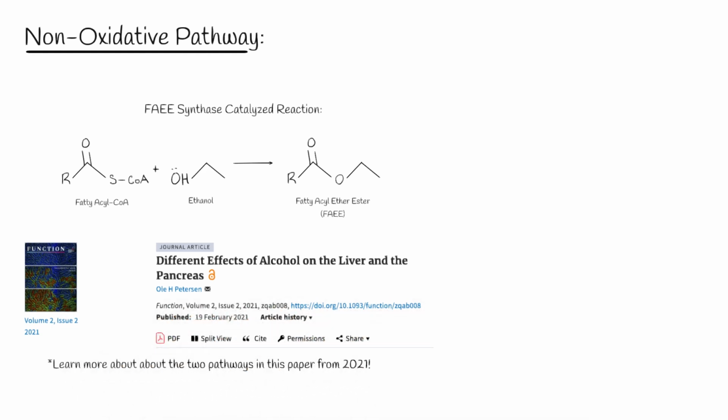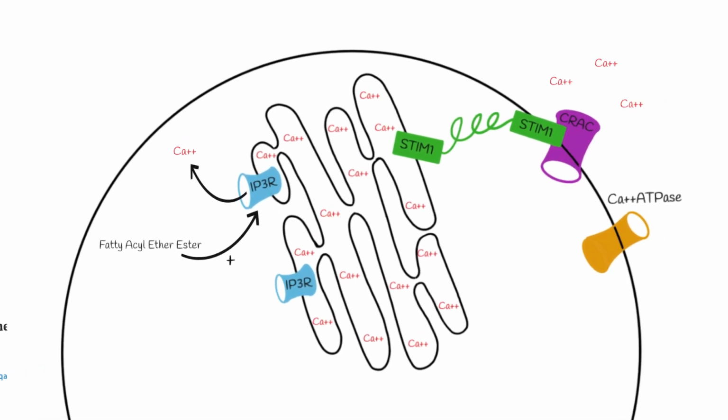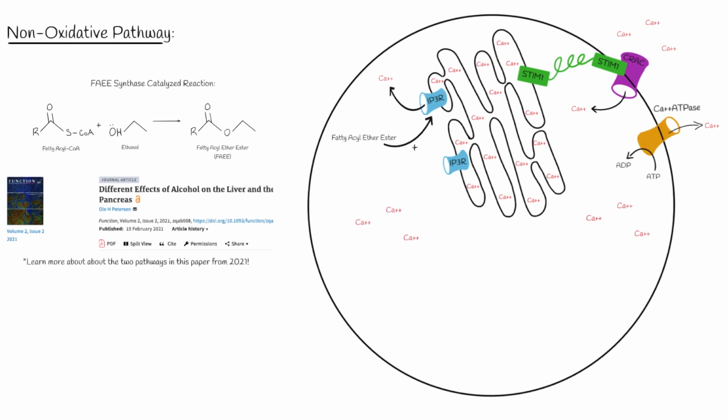Once produced, FAEEs activate IP3R calcium channels in the endoplasmic reticulum of acinar cells, which leads to a massive increase in cytosolic calcium concentrations. When ER calcium levels drop due to sustained IP3R opening, the protein STIM1 binds to CRAC channels, which bring in more calcium from outside the cell to slowly replenish ER stores. This process is partially countered by active transport of calcium out of the cell, but high levels of FAEEs are enough to keep acinar cytosolic calcium concentrations continually high.